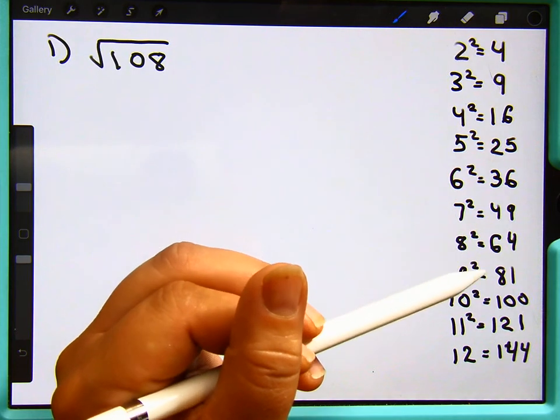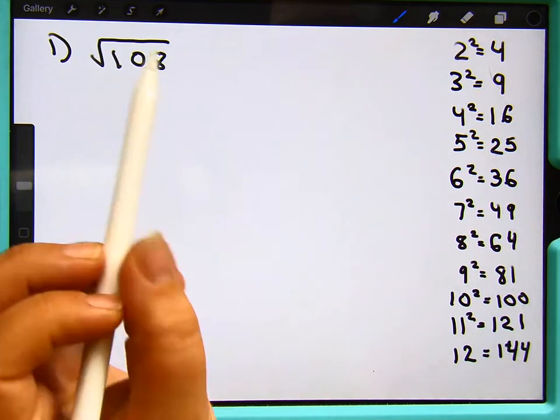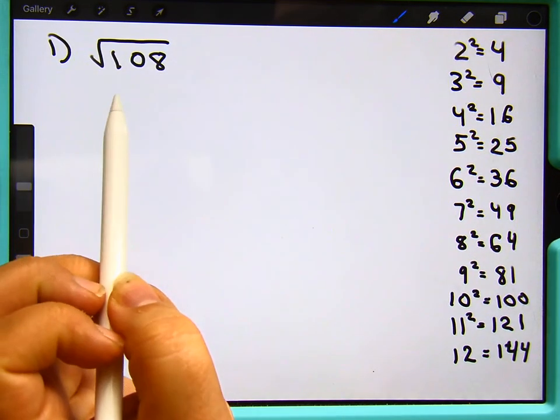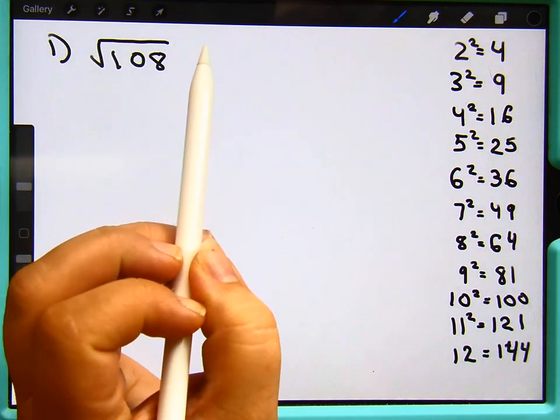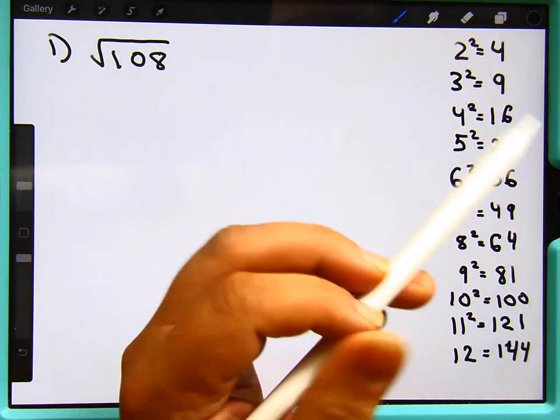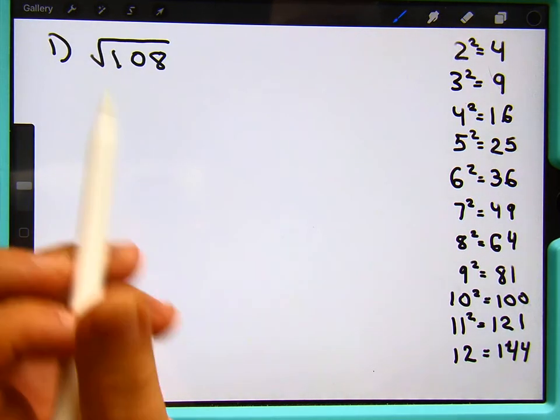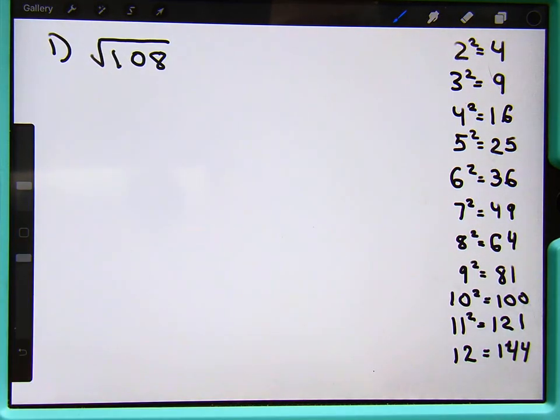If any of these numbers is a factor of the number underneath our square root sign, then we can simplify it and basically square root it out and bring that out of the square root. So let's look at this. This is a little bit of guess and check. There are other ways shown on the internet, breaking it into smaller and smaller factors, but this is one way that I like to do it.